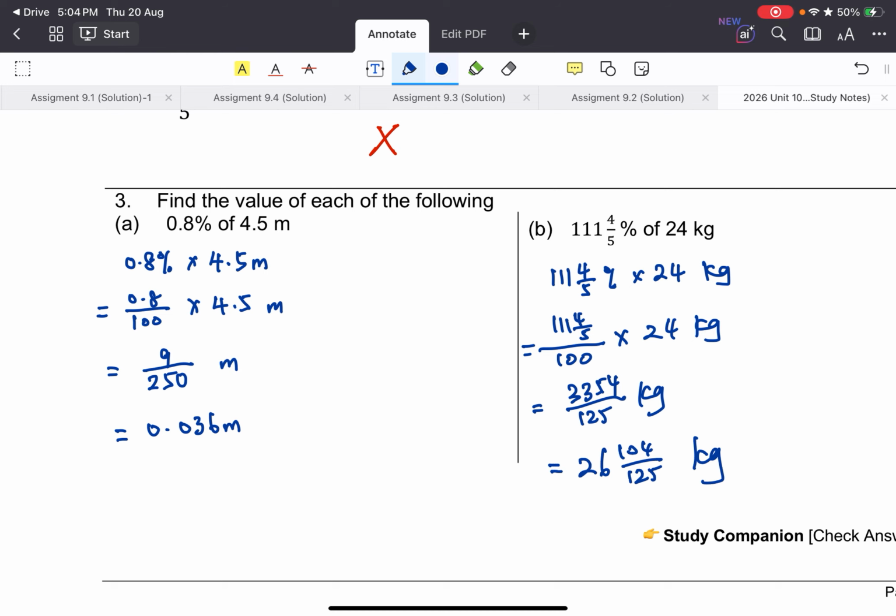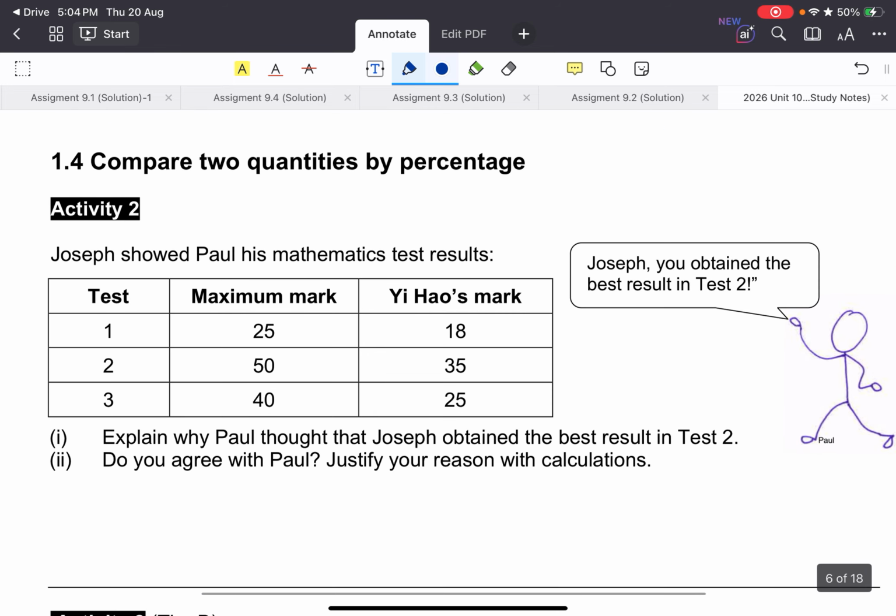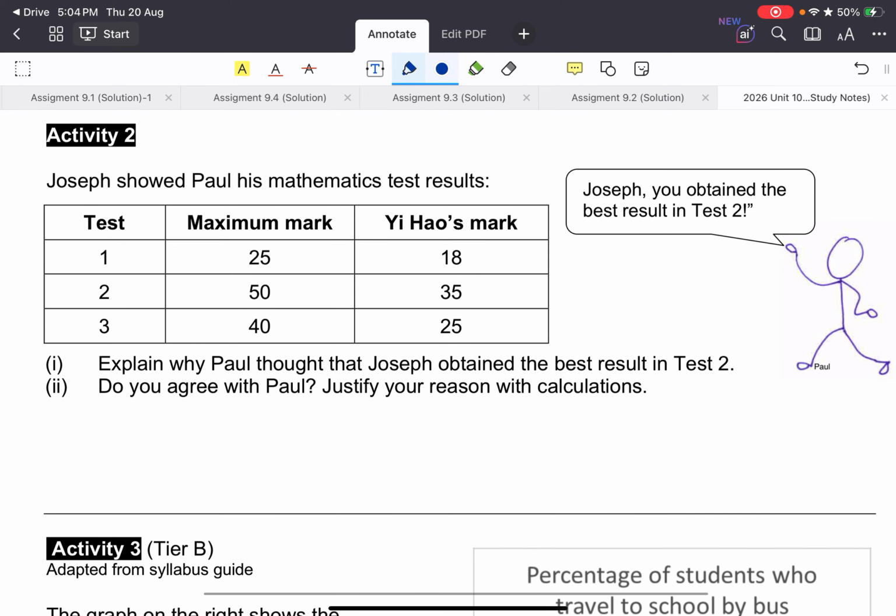So let's move on to the next section once you're ready. Okay, in the next section, we want to compare two quantities by percentage, right? So here's the example. Joseph shows Paul his mathematics results, right? But anyway, explain why Paul thought Joseph obtained the best result in test 2.